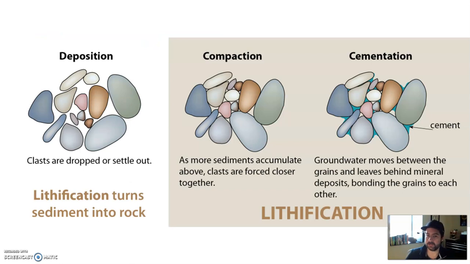So the whole process of taking sediment and turning it into rock is called lithification. Lithification turns sediment into rock. So you get the deposition of sediment. That material is compacted, squished together, and then once it's squished together, it's cemented together as groundwater flowing through that area will deposit other minerals to help them bind together, cementing them together.